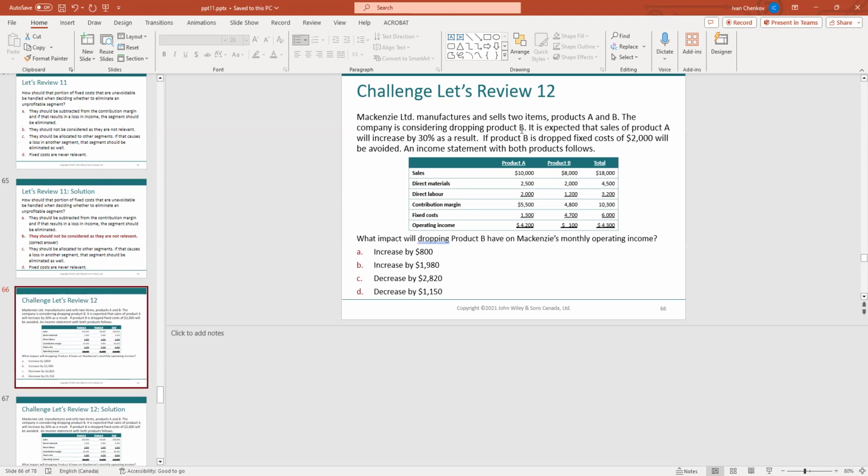So this company manufactures and sells the two items A and B. The company is considering dropping the product B. It's expected that the sales of product A will increase by 30% as a result. If the product B is dropped, the fixed cost of 2,000 will be avoided. Income statement of both products follows, right?